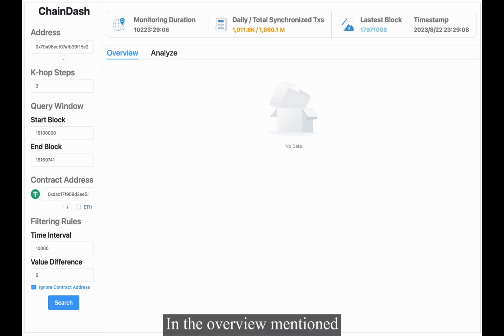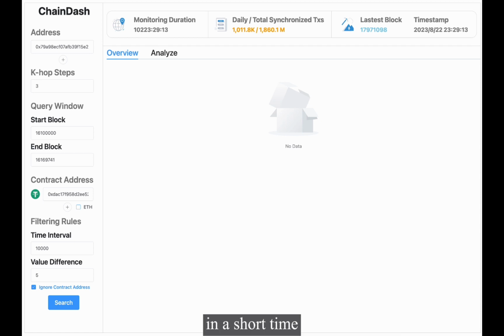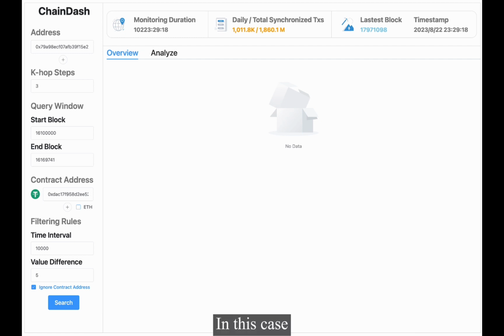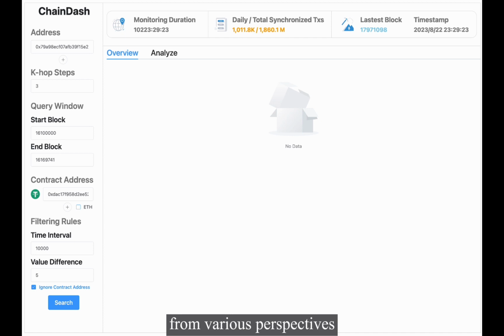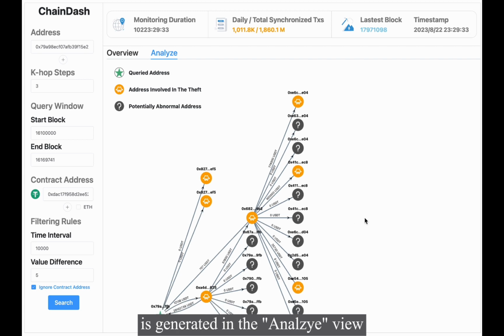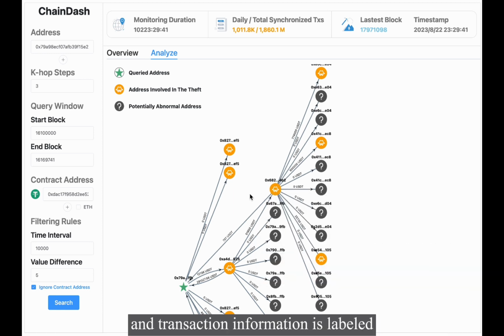In the overview mentioned, we know that some addresses have a high volume of transactional activities in a short time, and more detailed analytics for them are required. In this case, filtering rules enable customized anomaly detection from various perspectives, such as time range and transfer amount. So when we fill out the form below and click the search button, an abnormal behavior network graph is generated in the Analyze view. As different address types are marked with different icons and transaction information is labeled, attendees can easily observe the flow of funds.